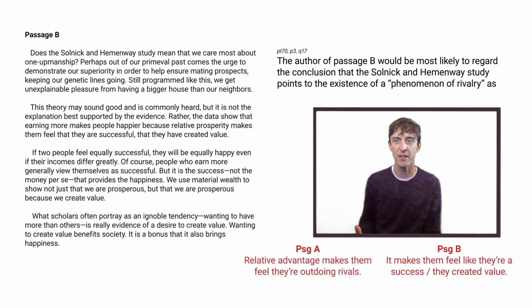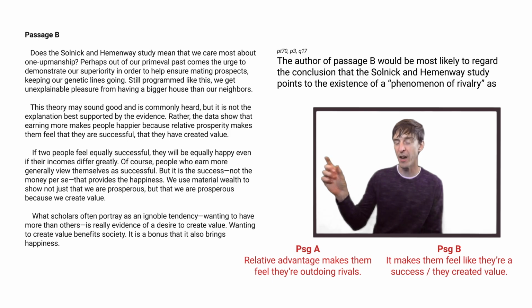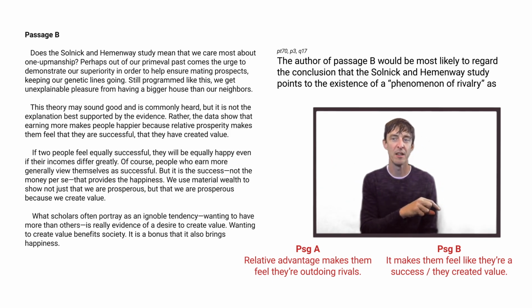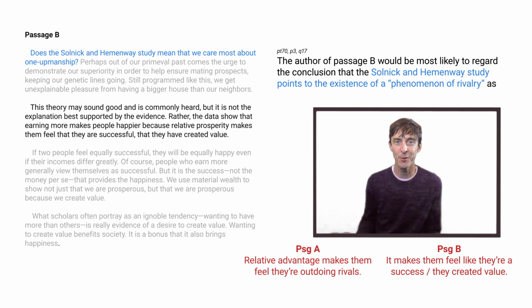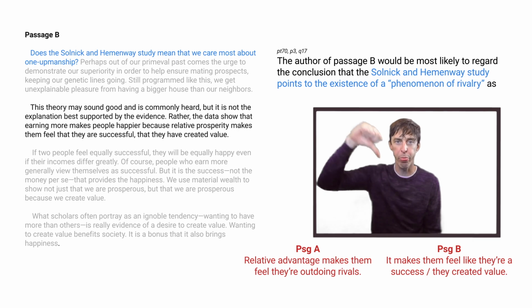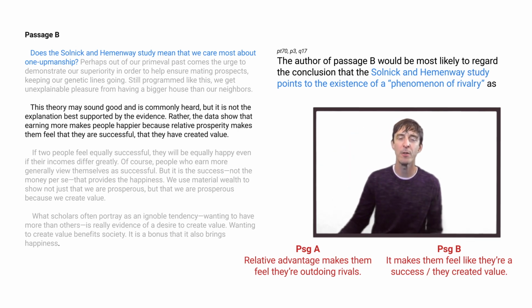Let's turn to question 17. They want to know, what would the author of Passage B say about Passage A, saying that the Solnick and Hemingway study is an example of the phenomenon of rivalry? Well, that's the central distinction. We know that Passage B would say, you're wrong. It's not about rivalry. It's about feeling like you created value.